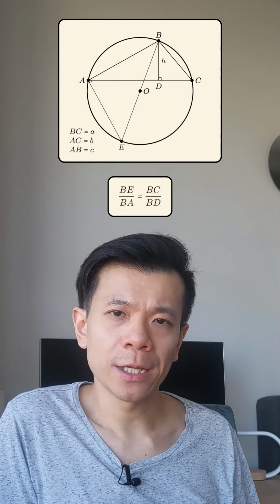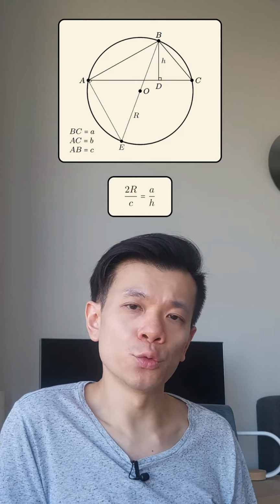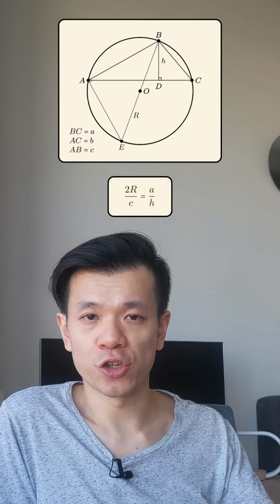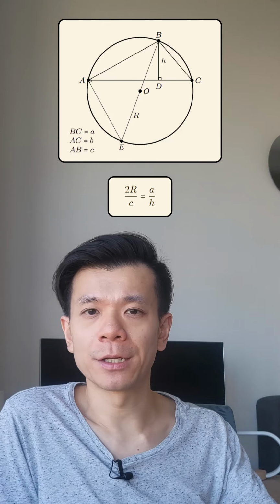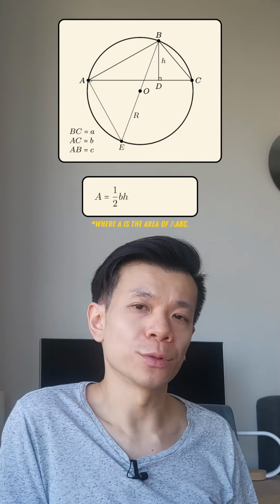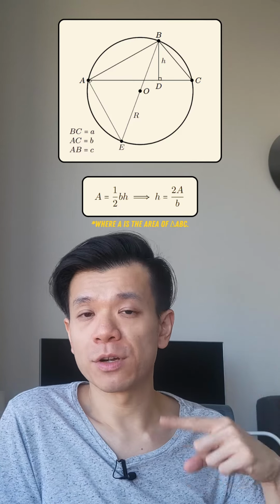So let's do the following. BE over BA is going to be equal to BC over BD, or equivalently, 2R over c is equal to a over h. Now here, recall that the basic area formula for a triangle is 1/2 base times height. Solving for h in that formula, we would get 2 times the area over b is equal to h, the height. Plugging that expression for h back into our proportion, we now get that 2R over c is equal to a over the fraction of 2 times the area over b.